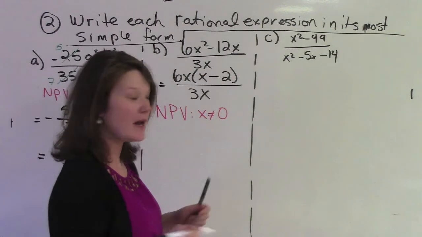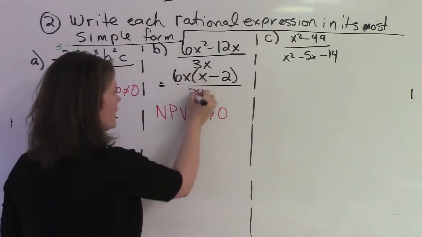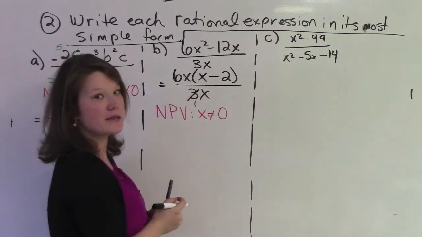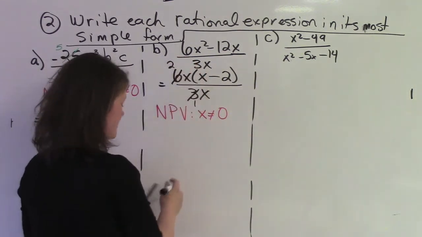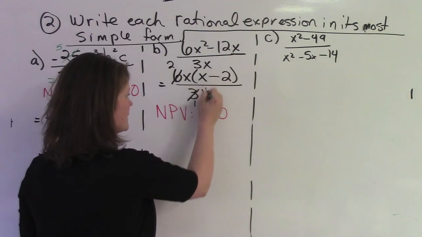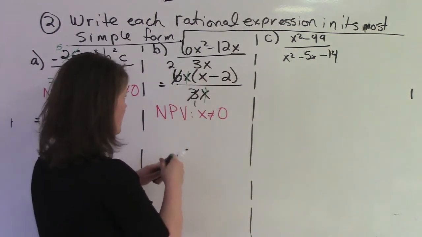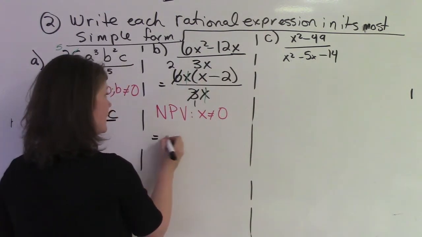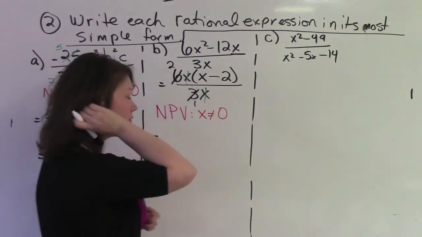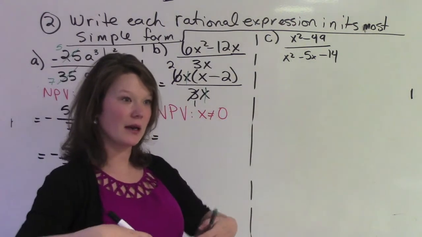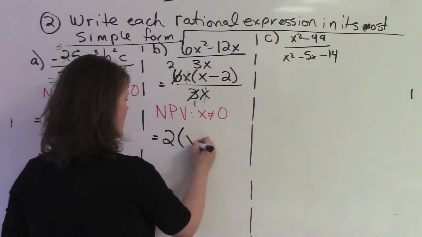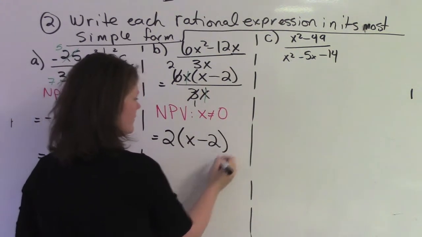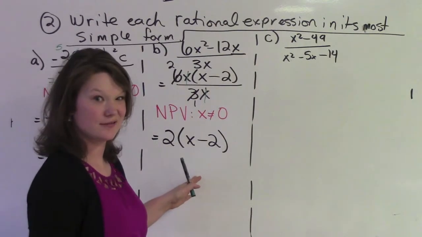Next, we move on to the canceling. 3 goes into itself once, and 3 goes into 6 2 times. Another thing that cancels is our x. We don't have to worry about that. So the denominator just becomes 1, so we can just get rid of it. 2x minus 2. And that's that.